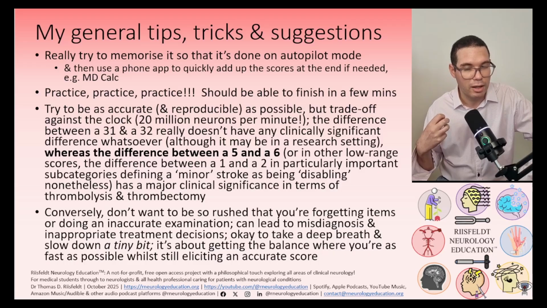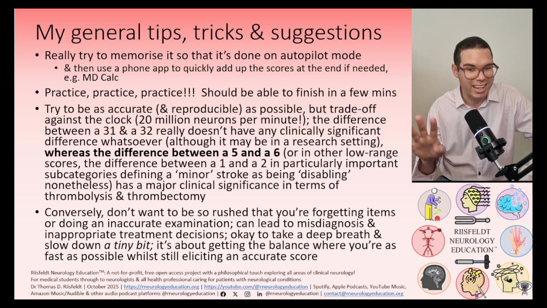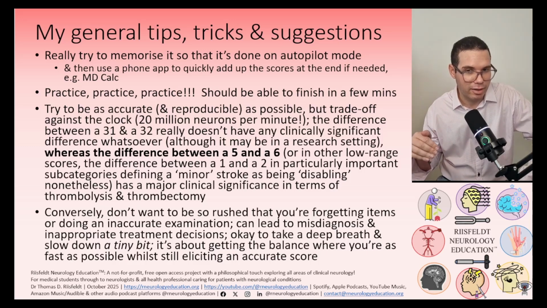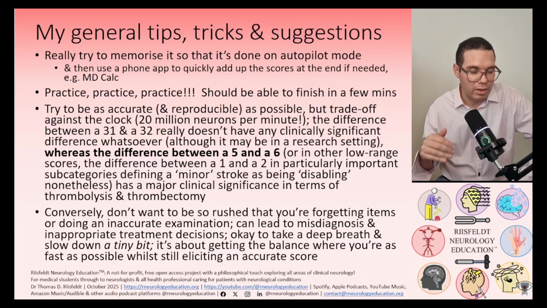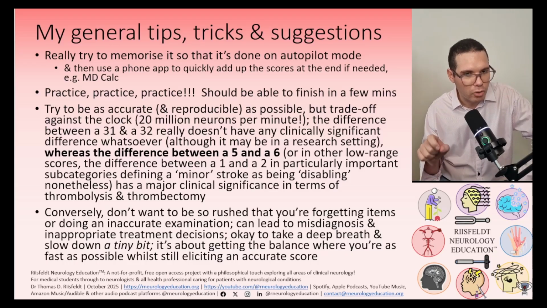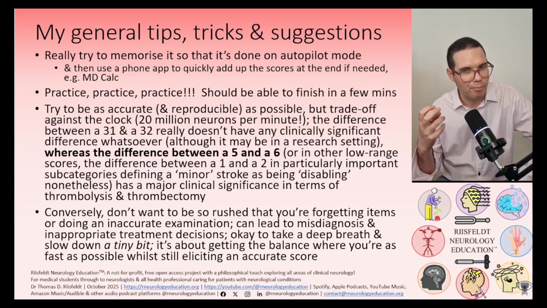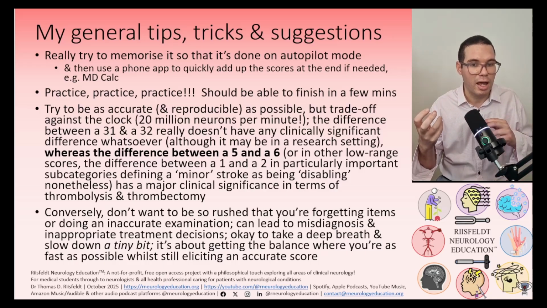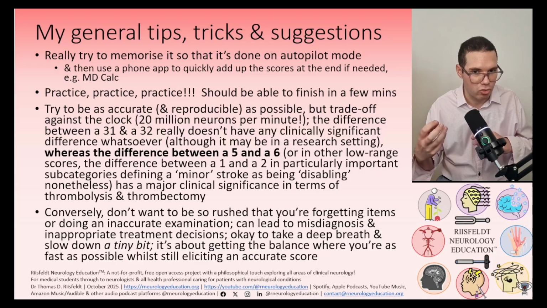in terms of your accuracy versus how long you're taking to do the NIHSS assessment. Conversely, in the low score range, the difference between a low score and a slightly different low score is much more clinically significant. A good example would be the difference between a 5 and a 6, which is very clinically significant. Or in lower range scores than that, in some particularly important subcategories, the difference between scoring a 1 and a 2 is also really important, because some of these subcategories are considered really important in terms of distinguishing a disabling from a non-disabling minor stroke.